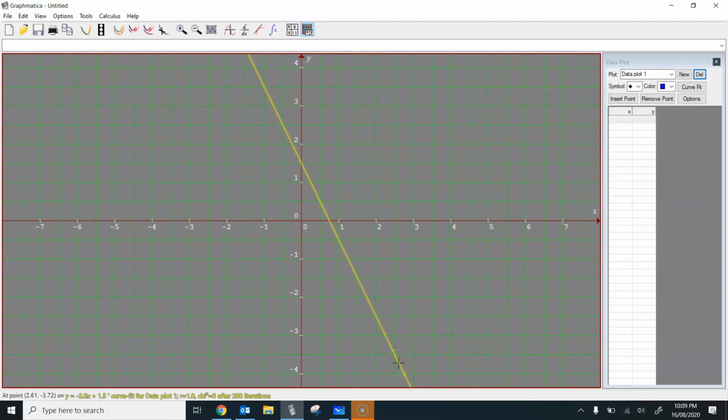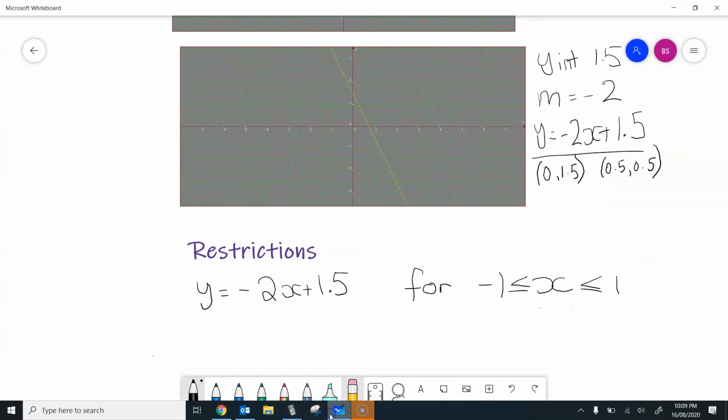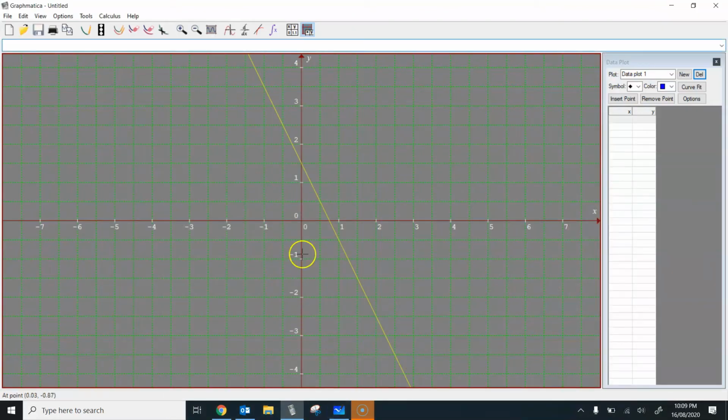All I want is the graph between, what did it say? It said the x values between -1 and 1. So x is -1, so between this point here, -1, all the way to x equals 1, so to this point here. So I just want from here all the way to there. Now, how do you plot that on Graphmatica? How do you just plot a section of a straight line? Well, I'm going to show you now.